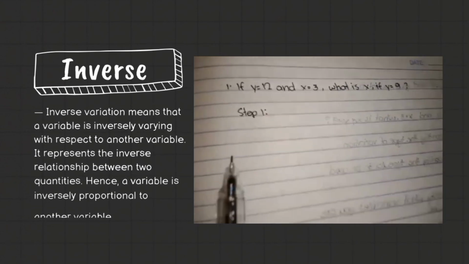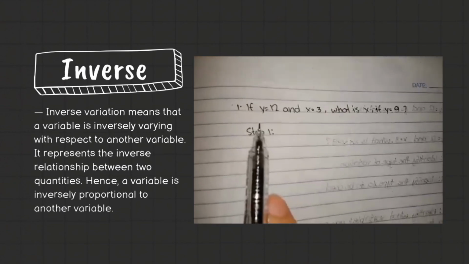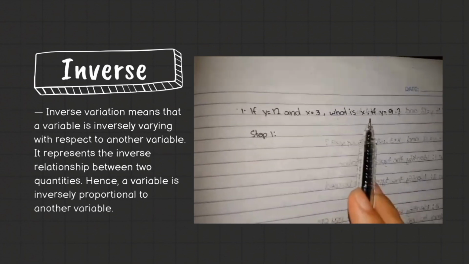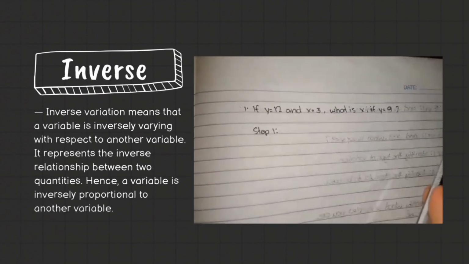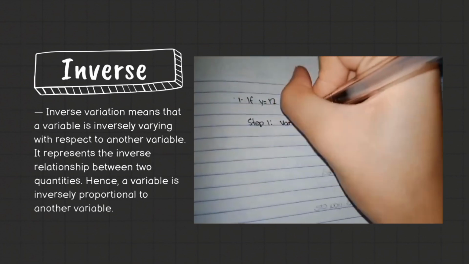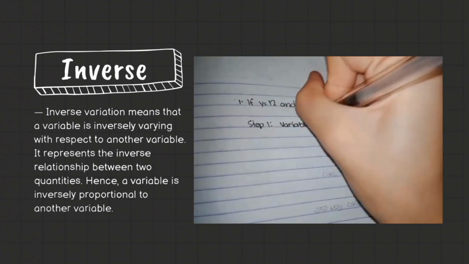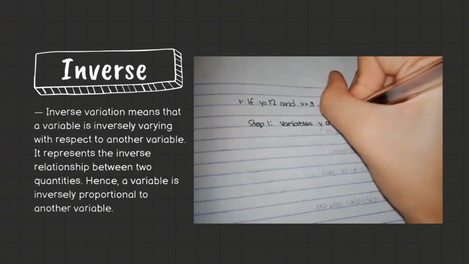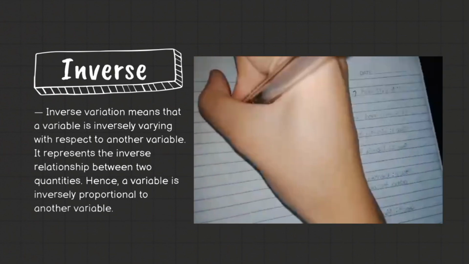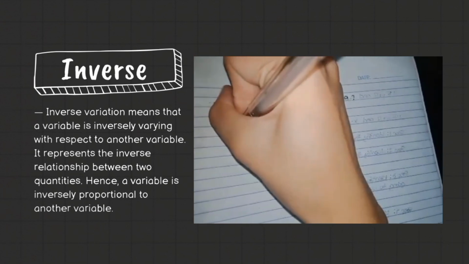The example here that we will answer is inverse variation. If y is 12 and x is 3, what is x if y is 9? Step 1, we will find the variables. The variables are y and x. And step 2, we will find the formula that we will use. So the formula is y equals k over x.